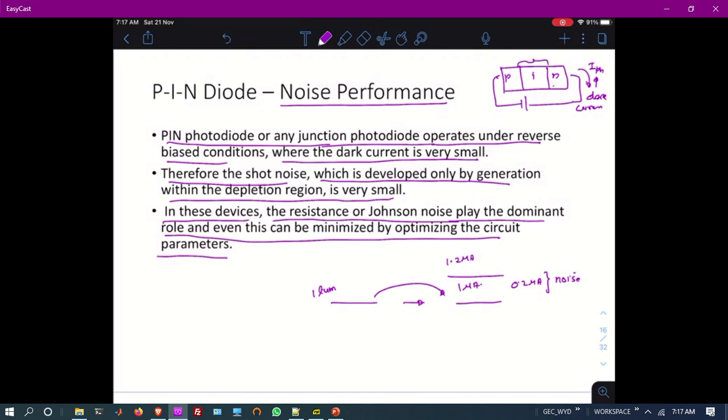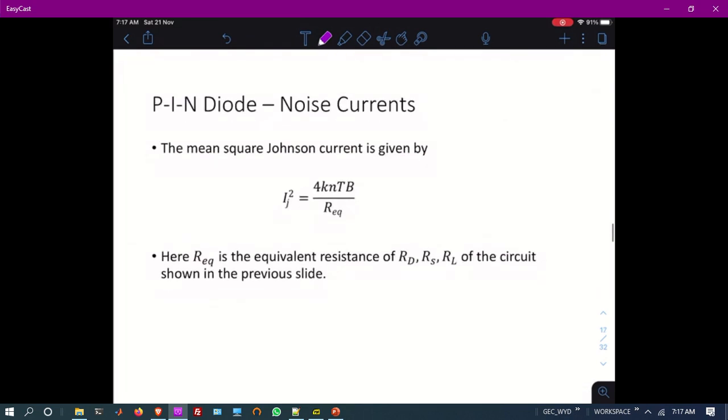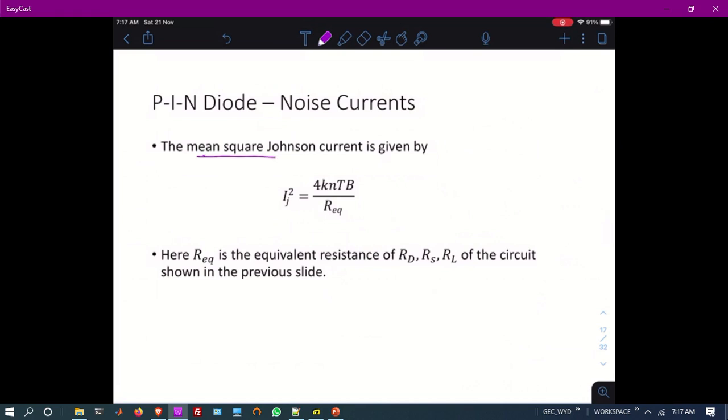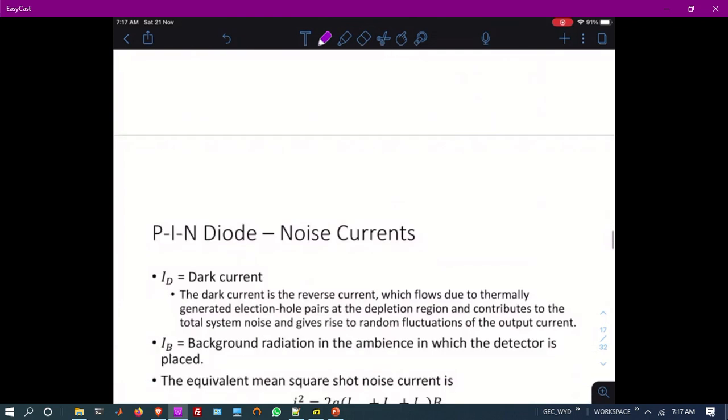Now because of this intrinsic part, there is a resistance associated with it, and this will constitute extra noise in the form of a current. It's called Johnson noise. We'll see the expression for all this. So the mean square Johnson current is given by this expression, where R equivalent is the equivalent resistance of RD, RS and RL, which we have seen in the previous circuit. K, T, B are the normal components: B is bandwidth, T is temperature, K is Boltzmann's constant. This is the noise current.